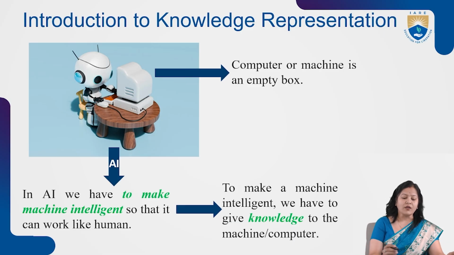If we consider the operating system, if the operating system is not there, any device will not work. It will be like an empty box. Same thing here. If the machine does not have any knowledge, any intelligence, or the capability of reasoning, then it cannot perform like a human being. But as per the artificial intelligence concept, this is very much needed. So to make the machine intelligent, we have to give the knowledge to the machine or computers. We have to incorporate it. That is what we are going to discuss today.